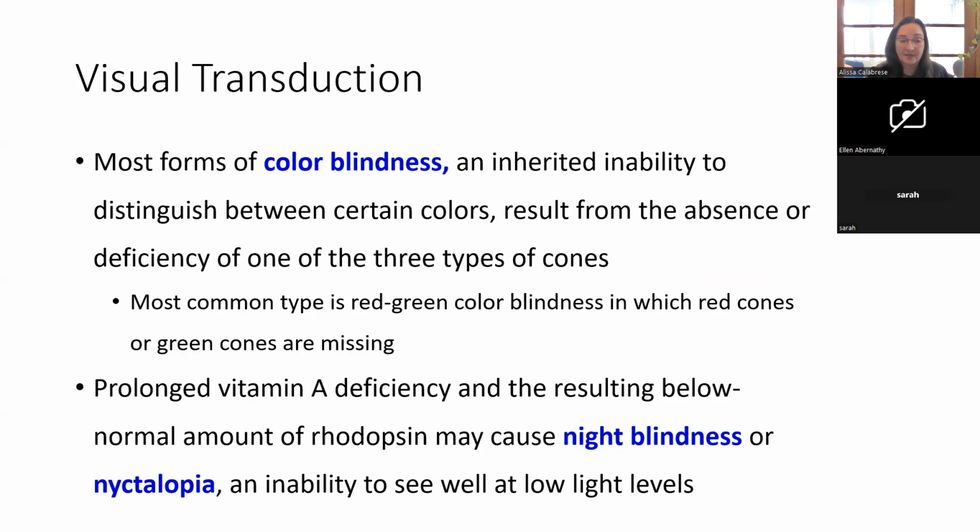Night blindness, or nyctalopia, is a deficiency in the pigment that's used by the rods. So the rods use a certain pigment called rhodopsin to be able to pick up low light situations. And if you're low on that pigment, that leads to night blindness. Also really common in the elderly as the number of rods you have declines with age.